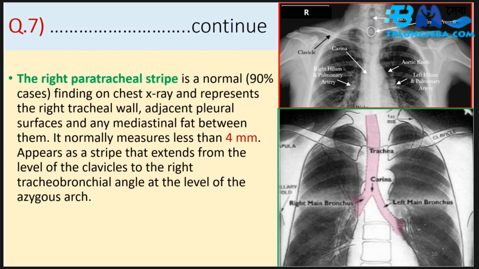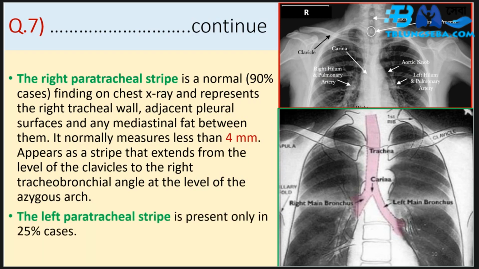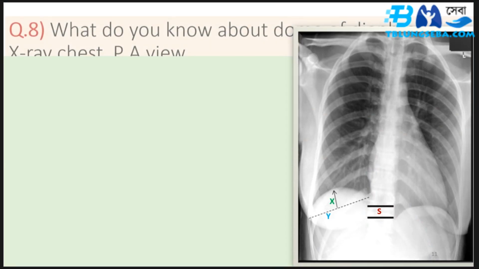Q.7. Continue. The right paratracheal stripe is a normal finding in 90% of cases on chest X-ray and represents the right tracheal wall, adjacent pleural surfaces and any mediastinal fat between them. It normally measures less than 4 mm. It appears as a stripe that extends from the level of the clavicles to the right tracheobronchial angle at the level of the azygos arch. The left paratracheal stripe is present only in 25% of cases.